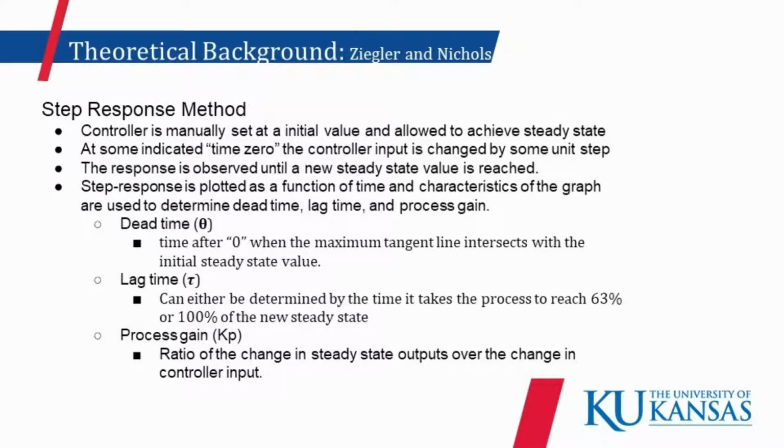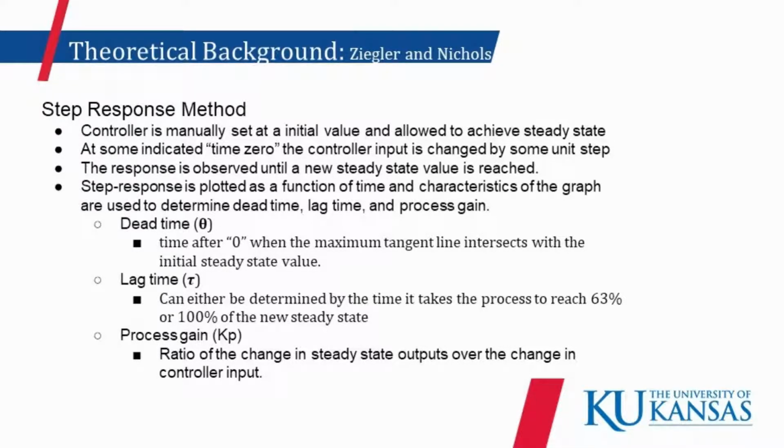That step response curve can be analyzed to determine variables from the first order plus time delay model, which was the model that we assumed for our controller. So we got dead time, theta, lag time, tau, and process gain, Kp. And these variables were then used with the tuning methods.